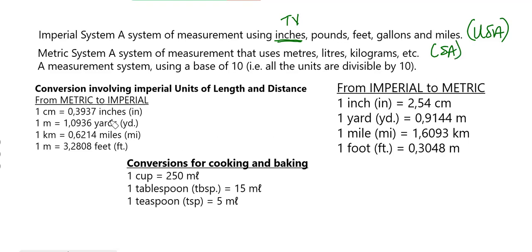Then let's look at these conversions here. Conversions involving imperial units of length and distance. There is no need to remember them, because you'll be given them in the exam. They will give you what to use, these conversions, so that you can apply them in your questions. This one here is also given to you. So there's no need for you to stress yourself and try to cram that 1 centimeter is equal to 0.3937 inches. No need for that. Let's move on.